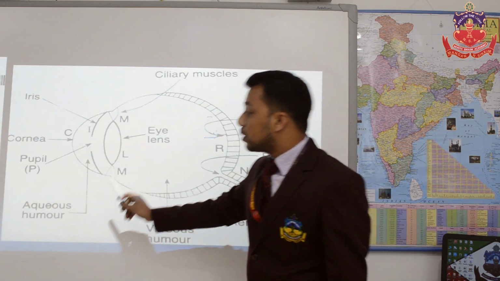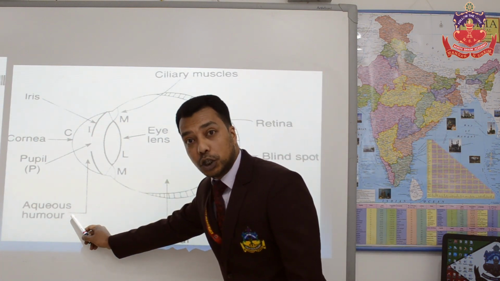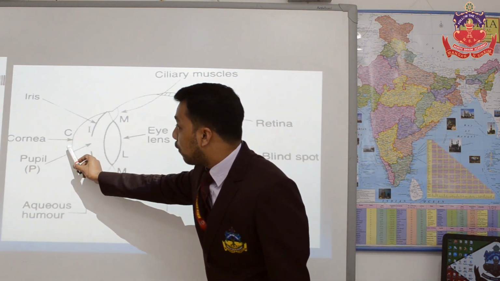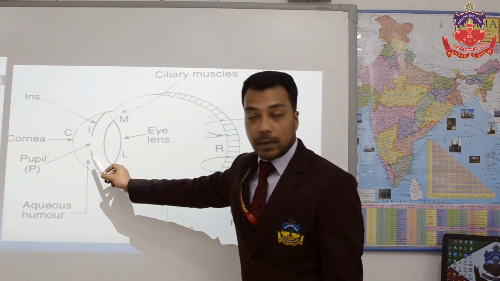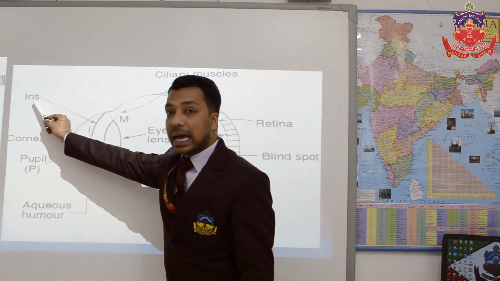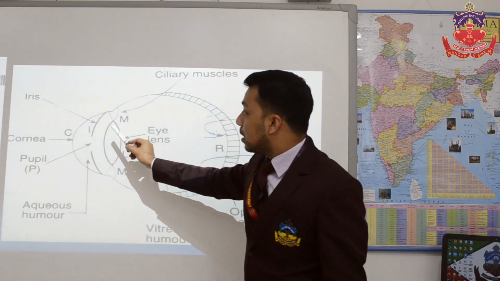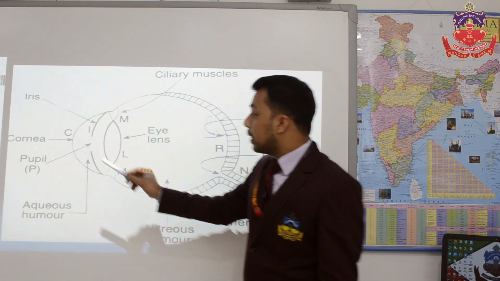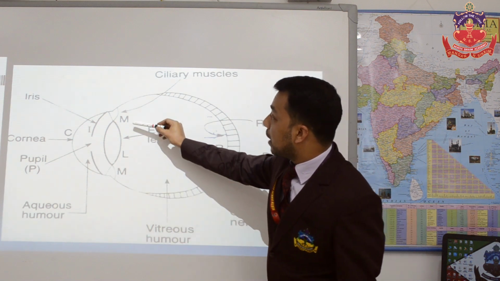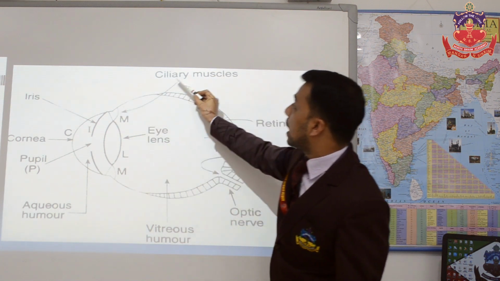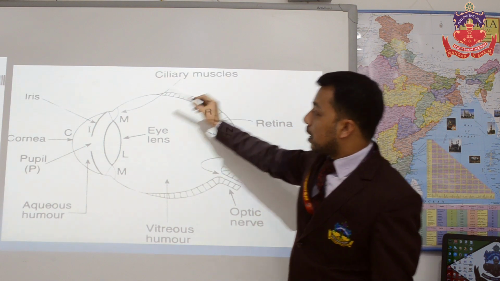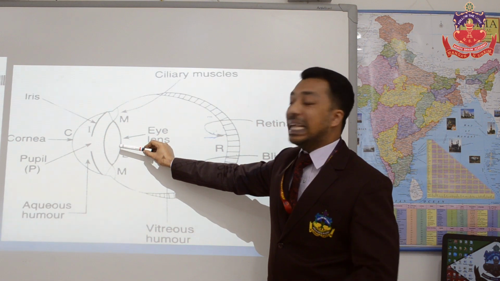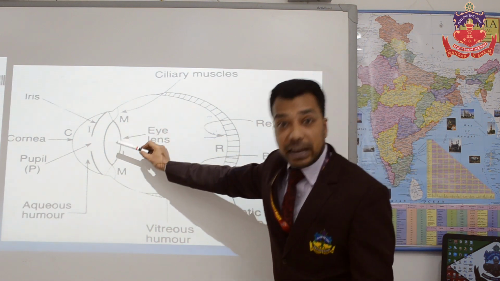After that, we have the next part which is known as aqueous humor. It's a fluid which is present in between the cornea and the iris. The next part is known as the iris, and the gap between the iris is known as the pupil. Then the next part of a normal human eye is known as the ciliary muscles. Basically, the ciliary muscles hold the normal human eye lens, which is your convex lens.